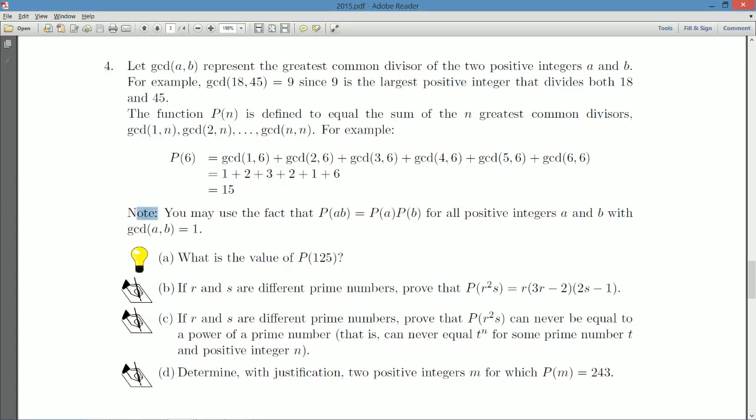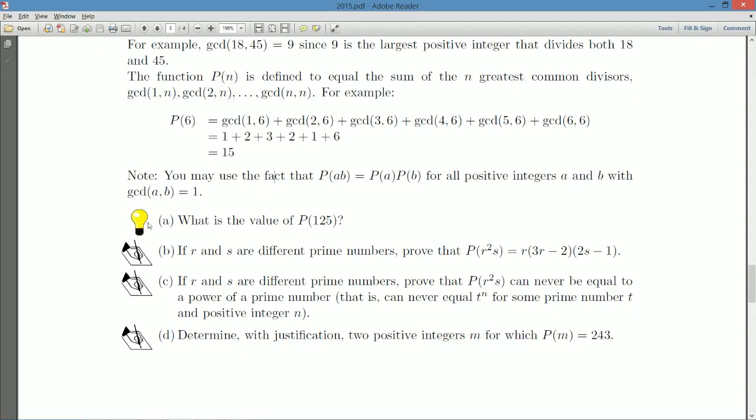Alright, and note, for this question we can use the fact that P of ab is P(a) times P(b) for all positive integers a, b that are relatively prime. Okay, that's probably a very useful fact. Alright, part A: what is P of 125? First instinct would be to just use this definition. We have to sum up the GCDs of 125 all the way up to 125. But that's figuring out 125 different greatest common divisors, and that's a lot of work. So there's probably an easier way to do this.